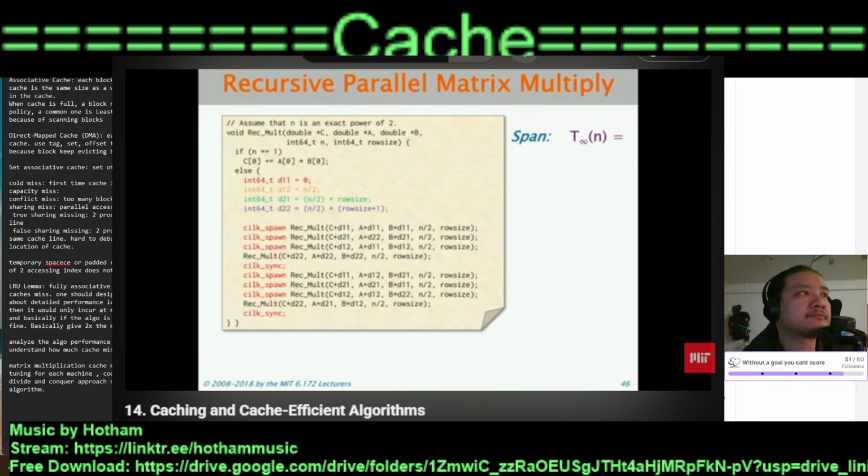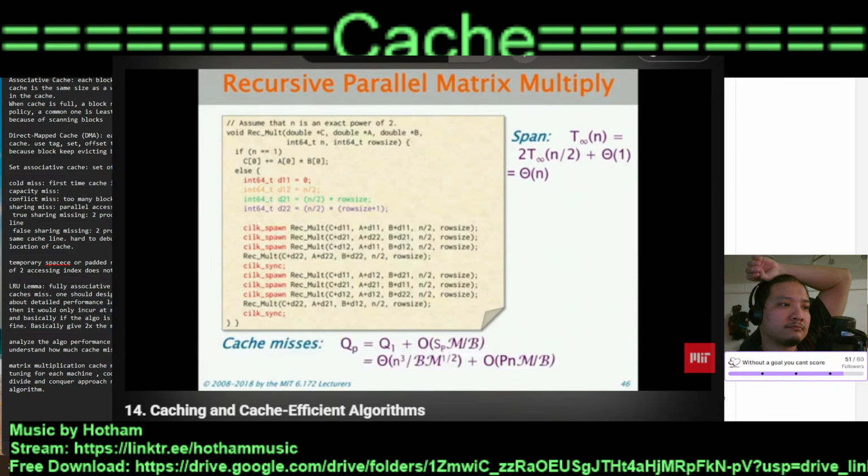So in this recursive matrix multiplication algorithm, the span is as follows. T infinity of n is 2 T infinity of n over 2 plus theta of 1. Since we're doing a sync here, we have to pay the critical path length of 2 subcalls. This solves to theta of n. And applying the previous lemma, this gives us a cache miss bound of theta of n cubed over b times the square root of m. This is just the same as the serial execution. And then this additive term is going to be order p times n, which is the span, times m over b.